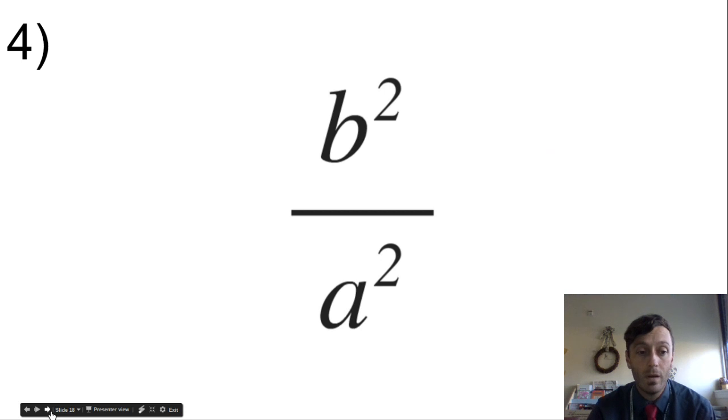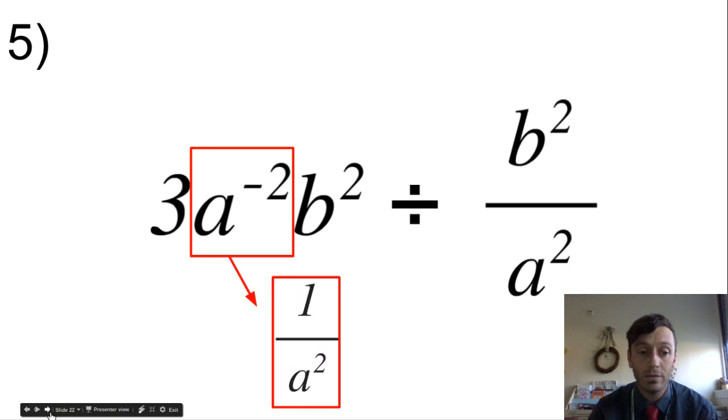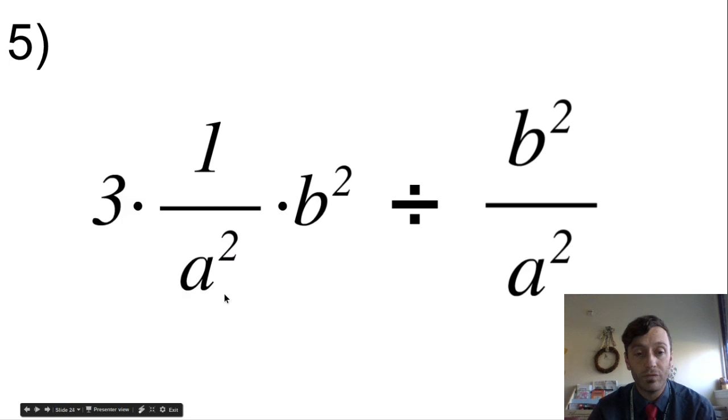Moving to number 5. We're just tearing through. 3a to the negative 2 b squared divided by b squared over a squared. Pause the video, work it out. Awesome, unpause, and the answer is 3. How'd you get 3? I'll show you. First thing we have to do on the left-hand side is figure out what a to the minus 2 is. We did that at the very beginning. It's just following your negative exponent rules. You get 1 over a squared, so we're going to substitute that in for a to the negative 2. So 3 times 1 over a squared times b squared.